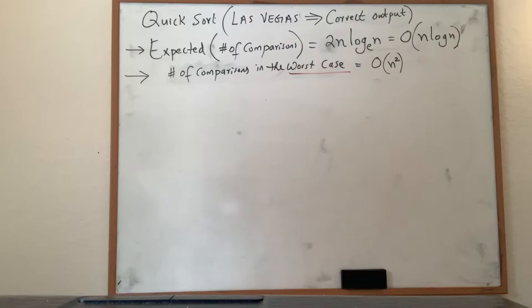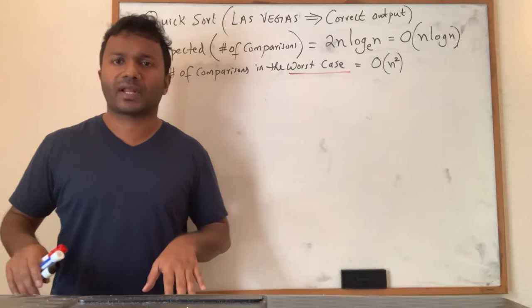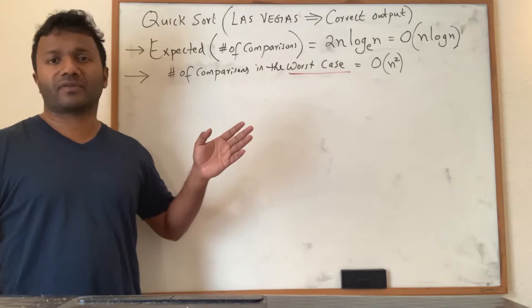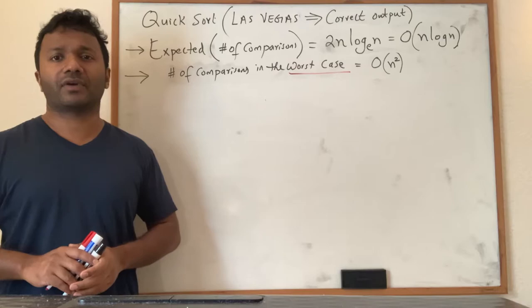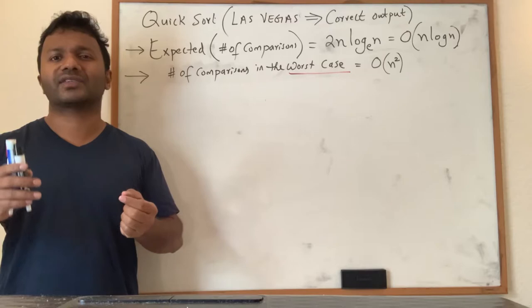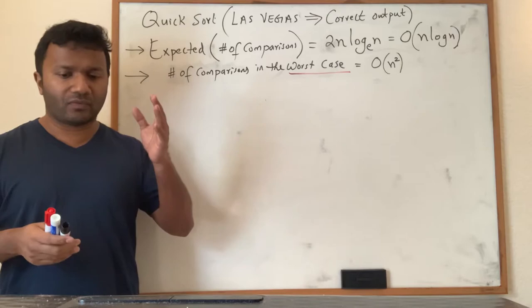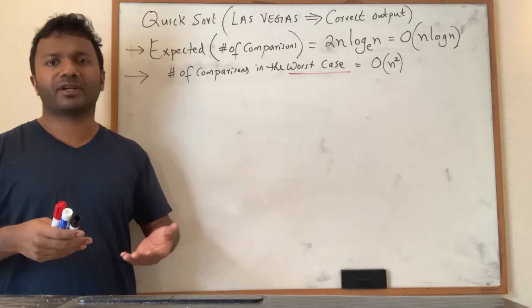Okay, so just to summarize, we already saw the quicksort algorithm and its analysis. This is a Las Vegas type randomized algorithm, which means we will always get the correct output. The expected number of comparisons, or the expected running time, is n log n, which is good. However, the worst case running time is n square, which means there is still a small probability in which we will end up spending a quadratic amount of running time. So what we are interested in at this point is, can we somehow bound the probability of running into these kinds of bad scenarios?